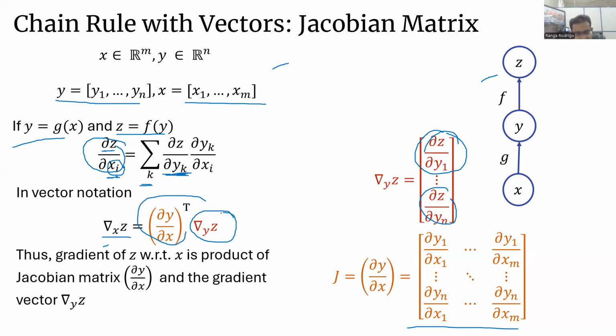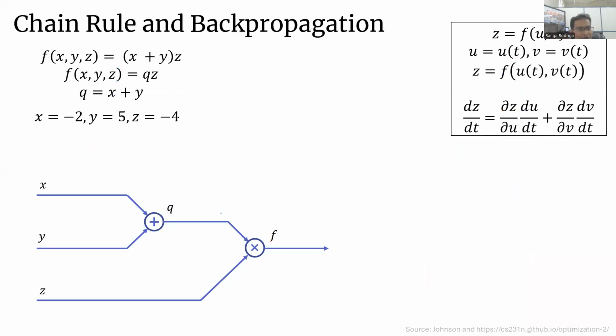Thus, gradient of z with respect to x is a product of the Jacobian matrix and the gradient vector grad y z. This is a chain rule with vectors. So that's what you need to know. Okay, so we will do a little backpropagation with scalars first.